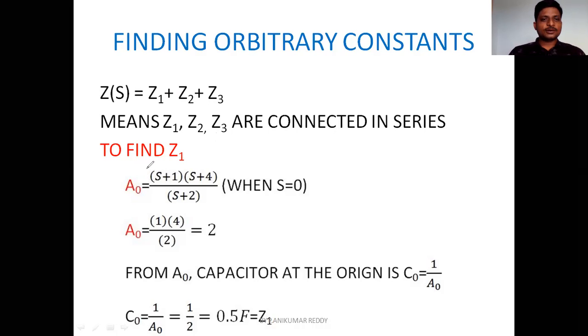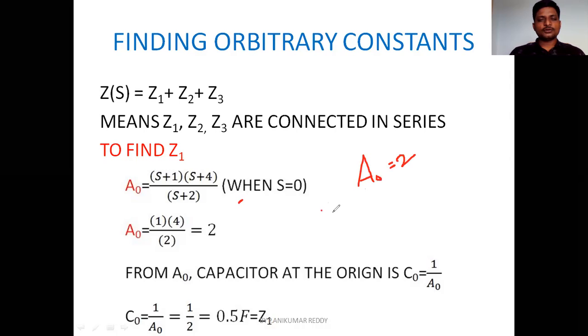To find Z1, first we need to find a0, because Z1 is equal to a0 by s. So a0 is equal to s plus 1 into s plus 4 by s plus 2 when s equals 0. If you substitute s equal to 0, you get a0 as 2. So a0 is equal to 2.